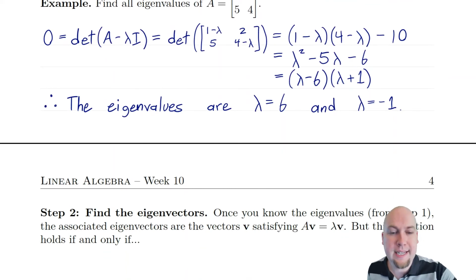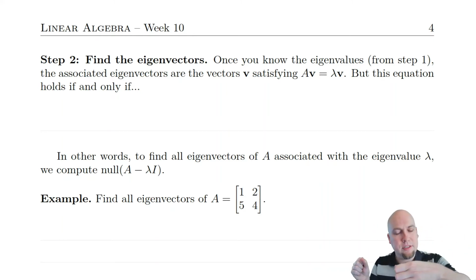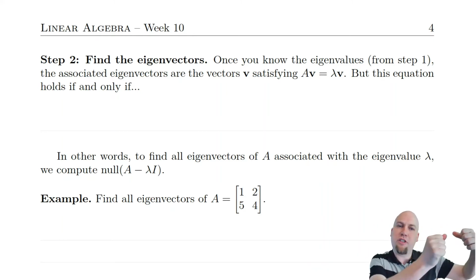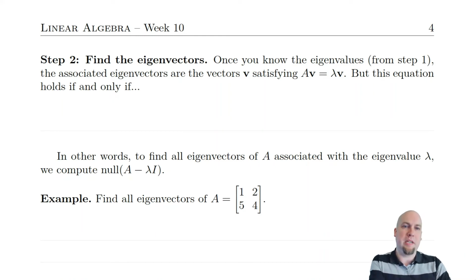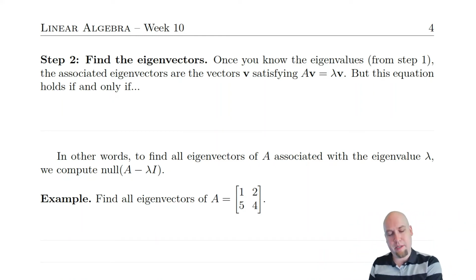All right, step 2. Now that we know what the eigenvalues of the matrix are, let's find the eigenvectors associated with each eigenvalue. And you have to be a little bit careful here. Remember, eigenvalues and eigenvectors come in pairs. So what that means is for each eigenvalue you found, there's going to be corresponding eigenvectors. And then for the other eigenvalues that you find, there's going to be corresponding eigenvectors.